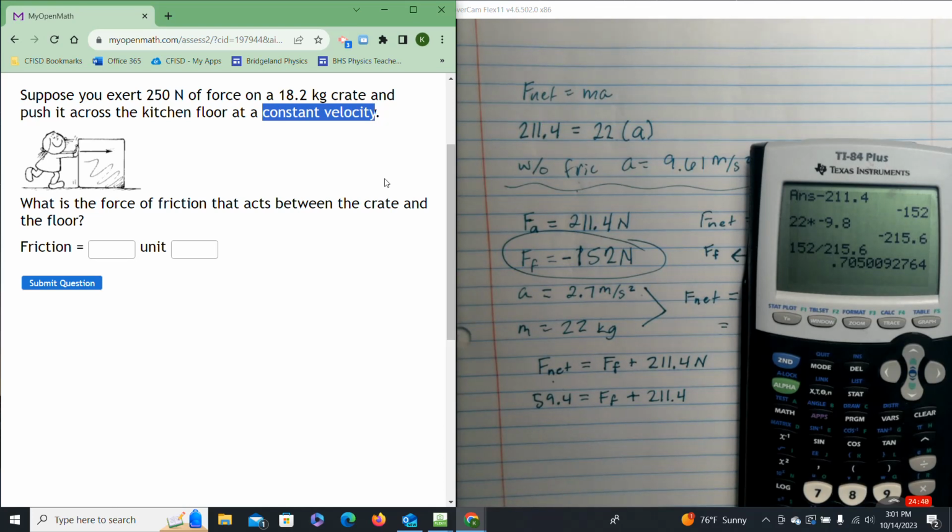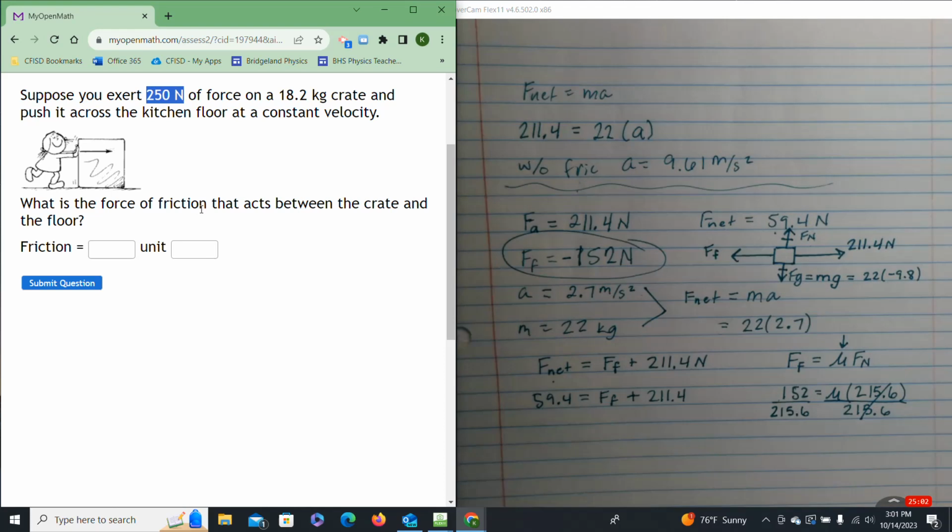If you have an object moving at a constant velocity, it means that your forces are balanced. It means that they cancel. I have no net force, and therefore I have no acceleration, and that's how I'm moving at a constant velocity. And so if I am pushing something with 250 newtons of force, that means that the force of friction opposite the direction I'm pushing would also be 250 newtons.